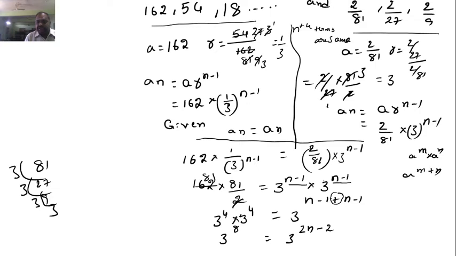As the bases are same, powers must be equal. 8 is equal to 2n minus 2. 2n minus 2 is equal to 8.